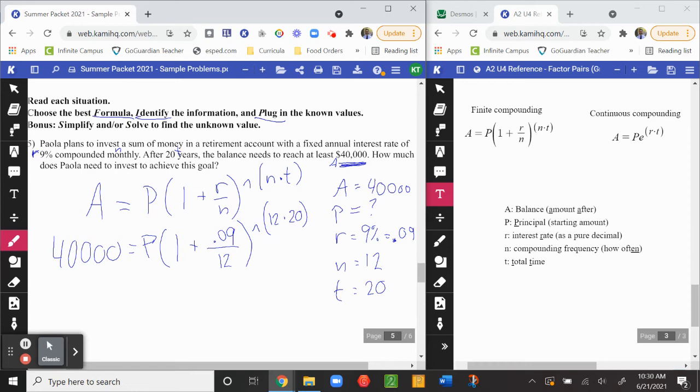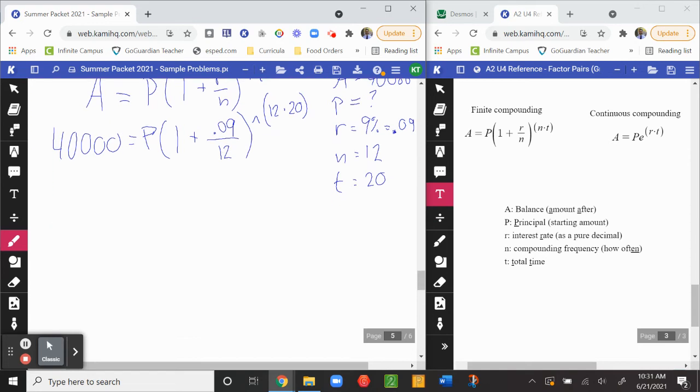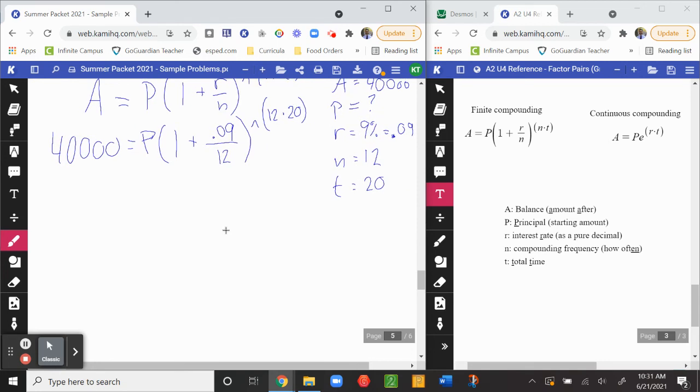So if you want to stop here, go ahead and do these steps for your problems. However, if you're interested in the bonus, I'll show you how I would go about simplifying and/or solving to find the unknown value. If you don't want to do the bonus, skip ahead to the next section. All right, so for the bonus, we're going to need to then solve for P.